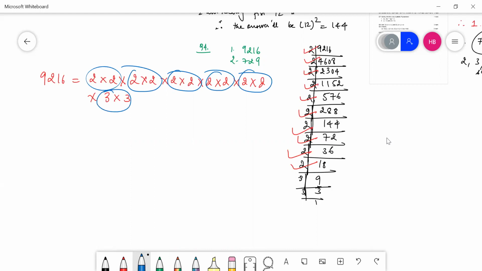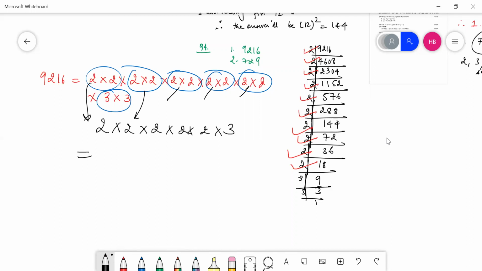So I'm going to make pairs of 2s and a pair of 3s. Now since I have paired them, I'm going to take one number from each pair. So taking 2 from here, 2 from here, 2 from here, 2 from here, 2 from here, and 3 from here. My final answer will be 2 2s are 4, 4 2s are 8, 8 2s are 16, 16 2s are 32, 32 3s are 96. So the answer is 96. The square root of 9216 is 96. If you have written this answer, your answer is correct.